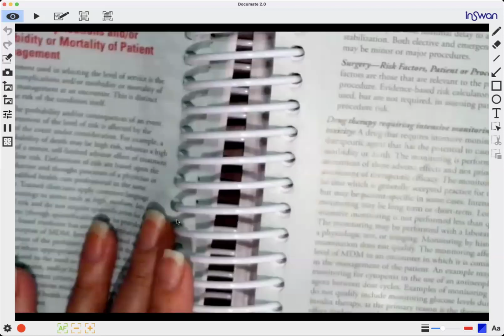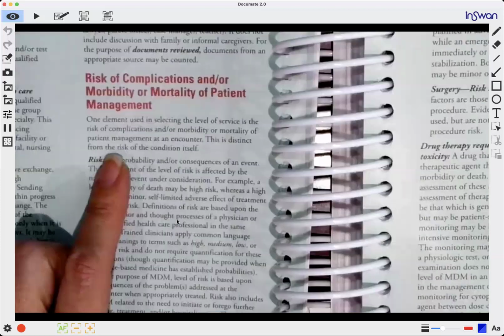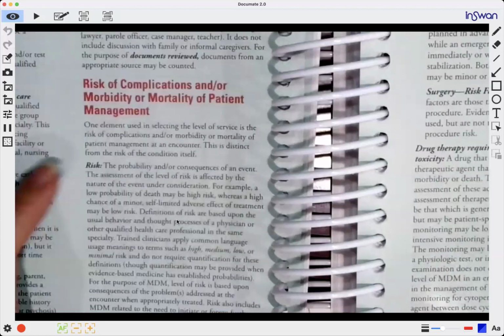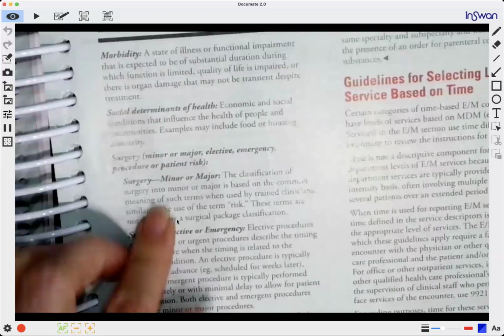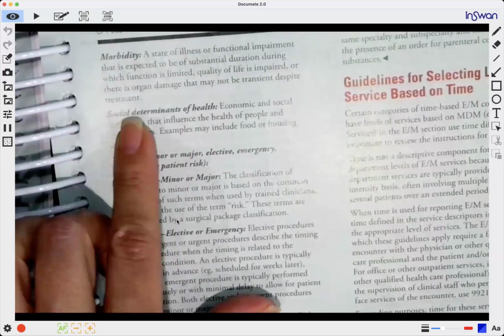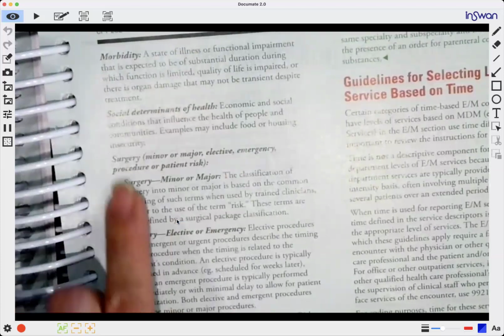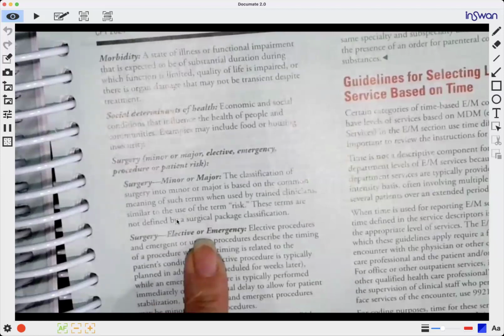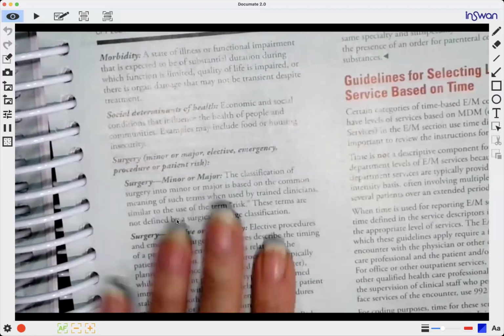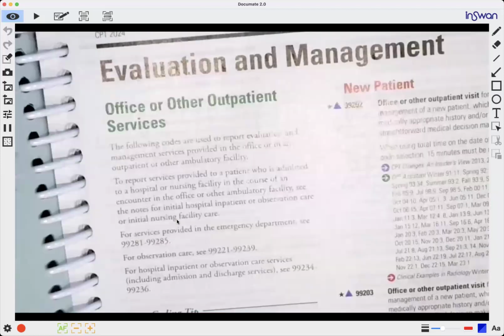The other thing, next we have the risk of complications. And, what is a risk? What does morbidity mean? What are social determinants of health? What's a surgery? Minor or major surgery, elective or emergency surgery. So use these, and then you'll notice after that we get into the actual categories.